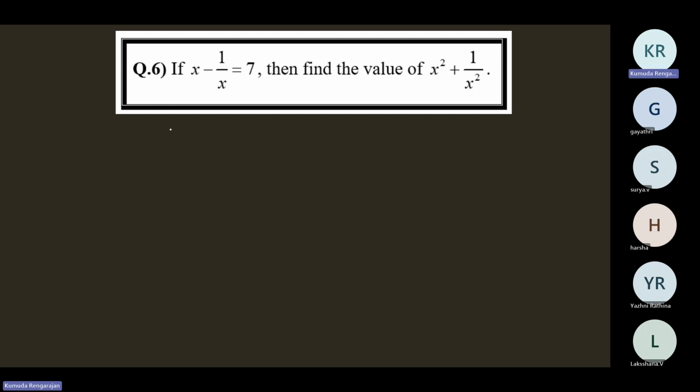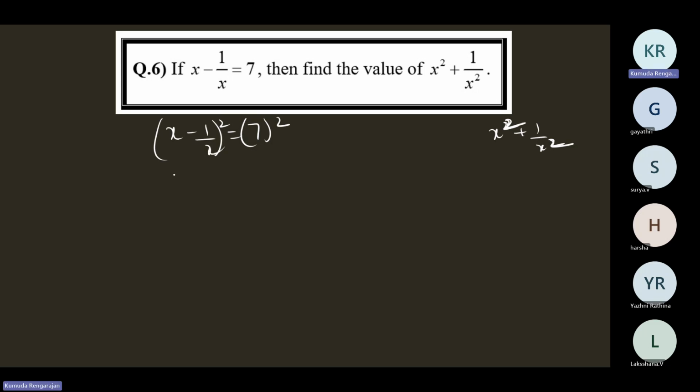Here we are given the value of x minus 1 by x, and using this, we'll have to find the value of x squared plus 1 by x squared. So since we have to find the value of x squared plus 1 by x squared, we'll square this on both the sides. So squaring on both the sides, x minus 1 by x the whole square is equal to 7 squared.